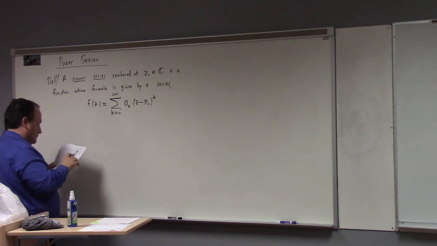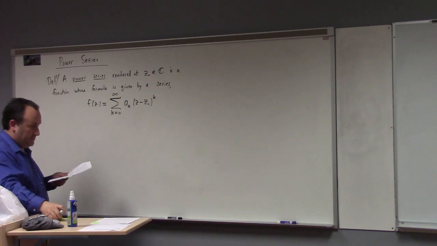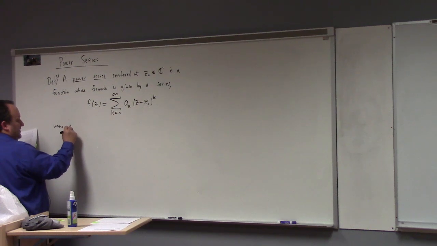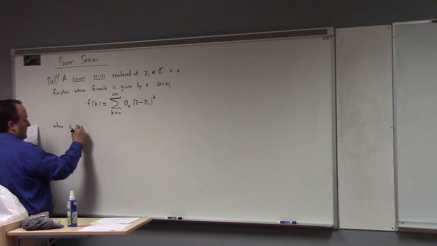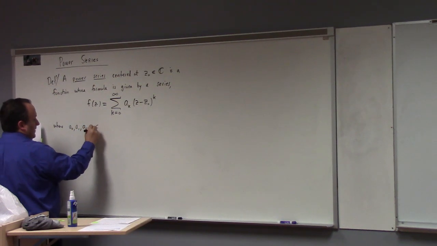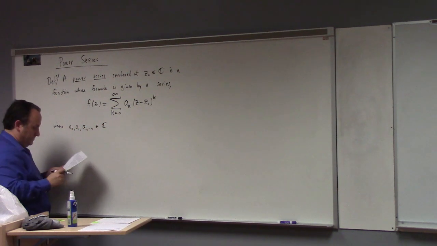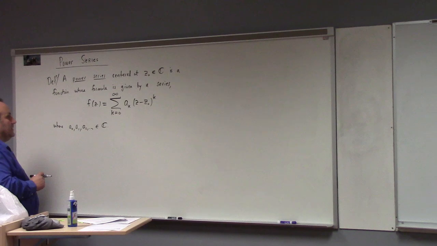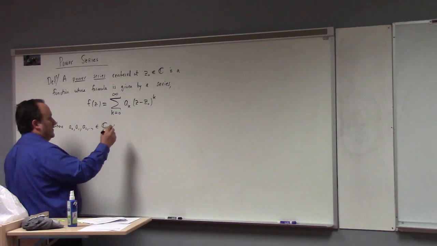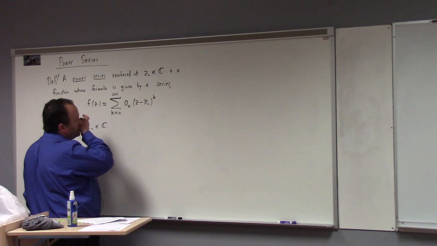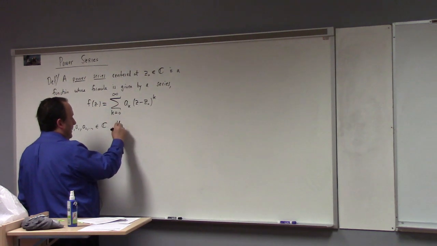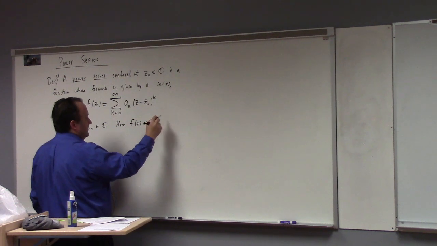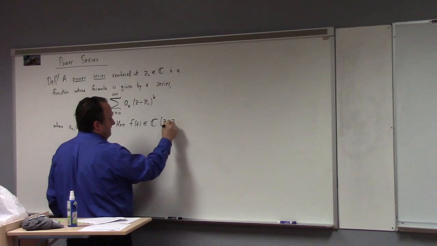Where a0, a1, and so forth and so on are elements of the complex numbers. We say that a sub k are the coefficients of the series. So here I would say that f of z is an element of the polynomials in z minus z naught.